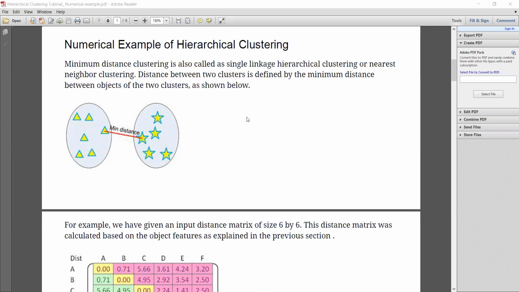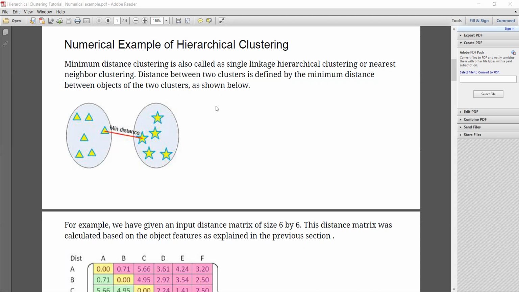Hello everyone. In this session I will cover the numerical example of hierarchical clustering. In the previous session, we discussed the basic concept of hierarchical clustering, the steps involved in it, and also the different merging techniques we can use to merge the clusters in the iterations of the clustering process.